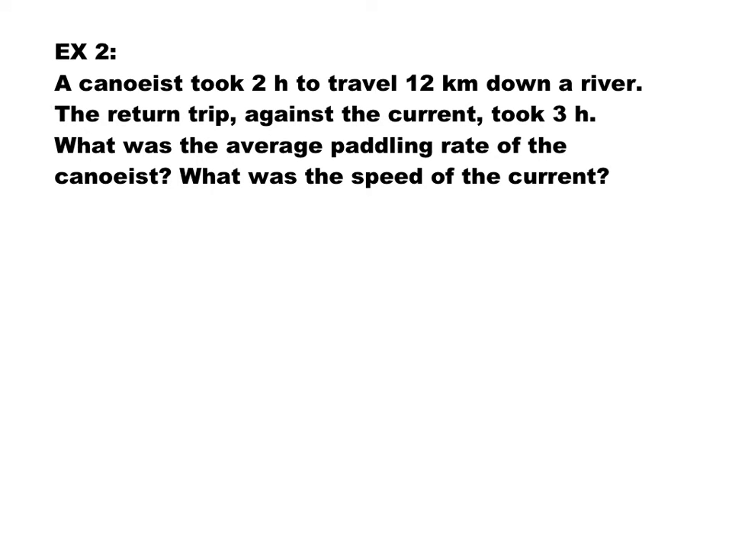The next question says that a canoeist took 2 hours to travel 12 kilometers down a river. The return trip against the current took 3 hours. What was the average paddling rate of the canoeist and what was the speed of the current? So let's see how it looks. Let's say this is our river. It is 12 kilometers.